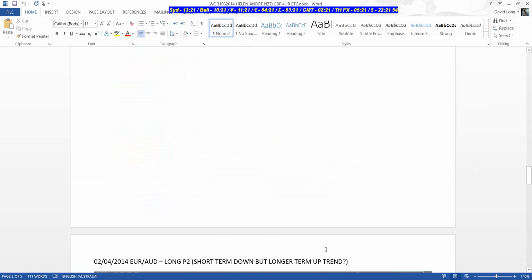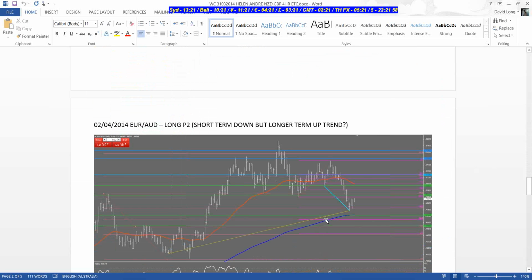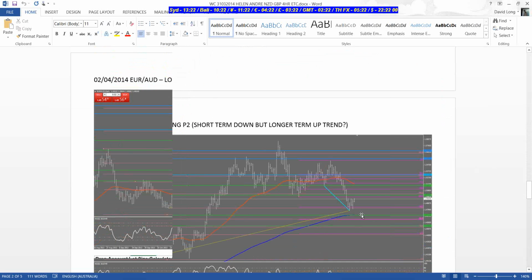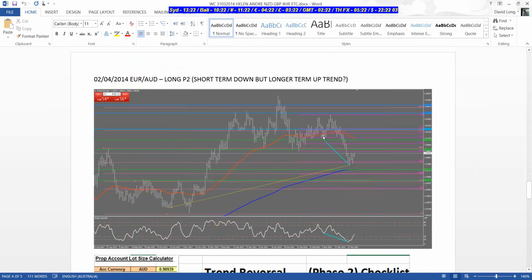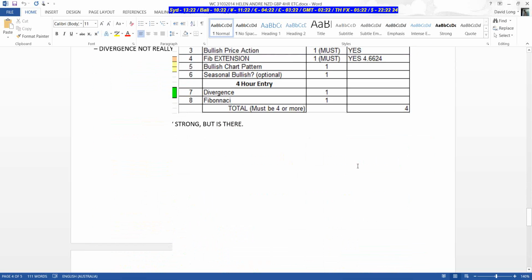Euro Aussie long phase 2, short term but longer term uptrend. Okay, this divergence is not what you want to see. You want to see divergence out of this. See this selling pressure that's coming down here. You've got to see the divergence out of this selling momentum, this selling pressure, not just from the previous low. Okay, so this is not a setup. There's no divergence there.